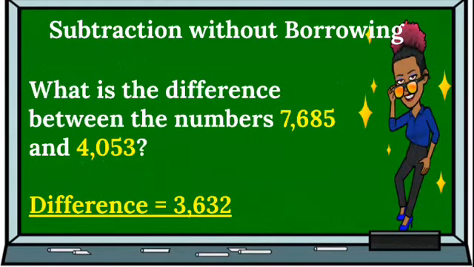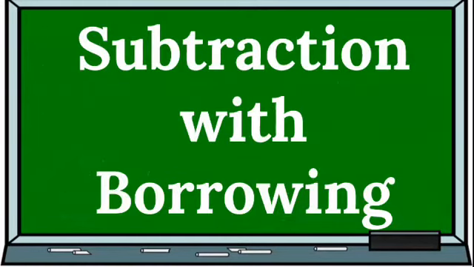So the difference between the numbers 7,685 and 4,053 is 3,632. So this was subtraction without borrowing. Let's move on to subtraction with borrowing.